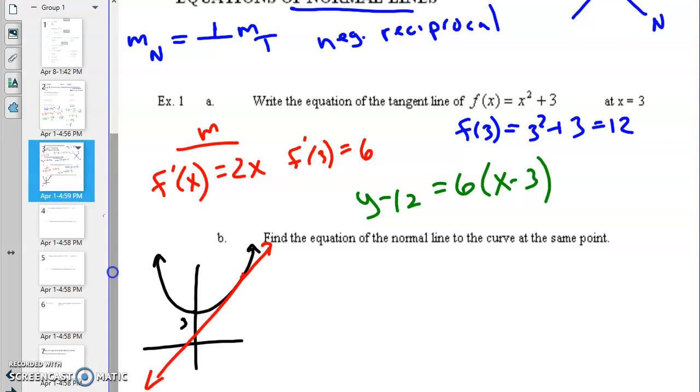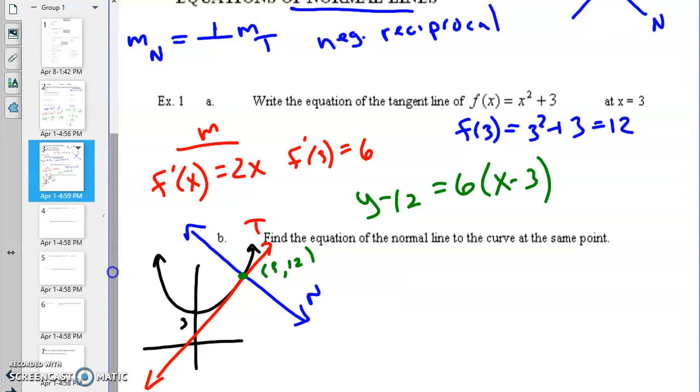Now we're going to find this equation perpendicular to that tangent line. Let's label normal and tangent. We did tangent in red. We're going to do normal in blue. Notice the point (3, 12) is on both lines.